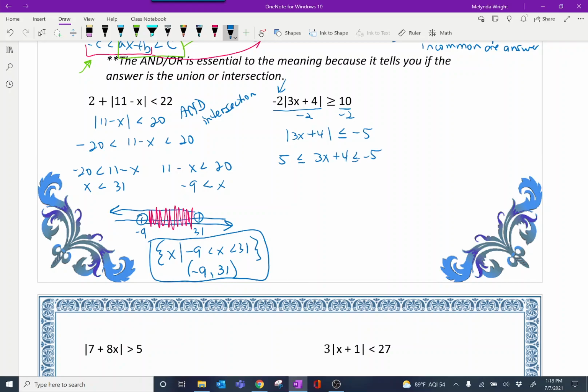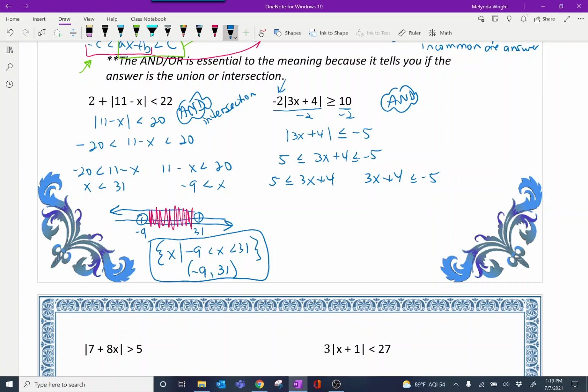Okay, and then I'm going to split it into 2. So I've got 5 is less than or equal to 3x plus 4. 3x plus 4 is less than or equal to negative 5. Okay, and this is also an and. We'll just make a note there. Remember, and means intersection.